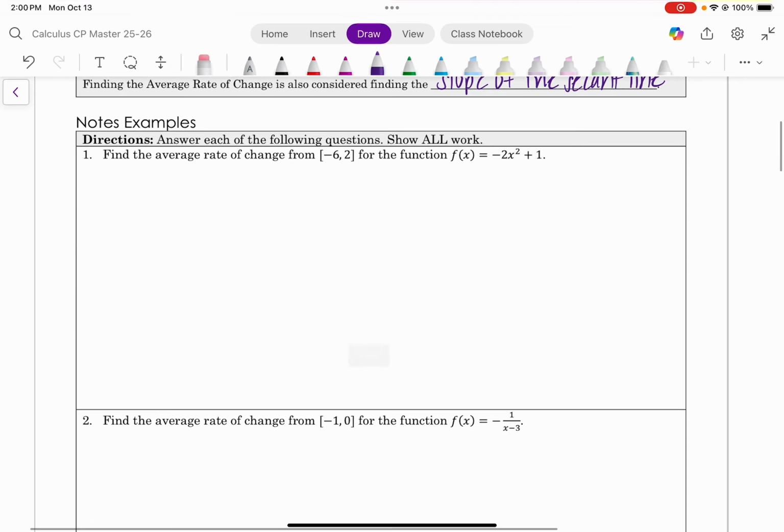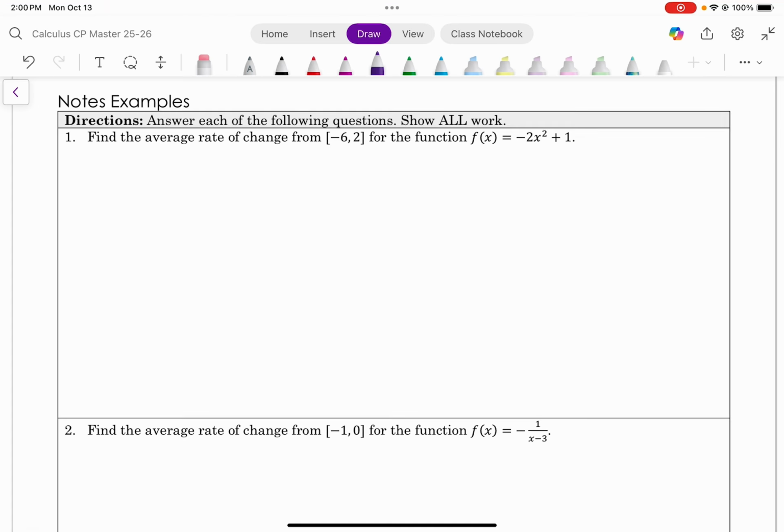Every time we do an example, I'm always going to give you the x values of what you're working on. So you can see that this interval for finding the average rate of change is from -6 to 2. You can think of these as 2 x values. But in order to find the slope, I also need to think about the y values that go with them, or the f of a and the f of b. Now to get those, we'll use the given function.